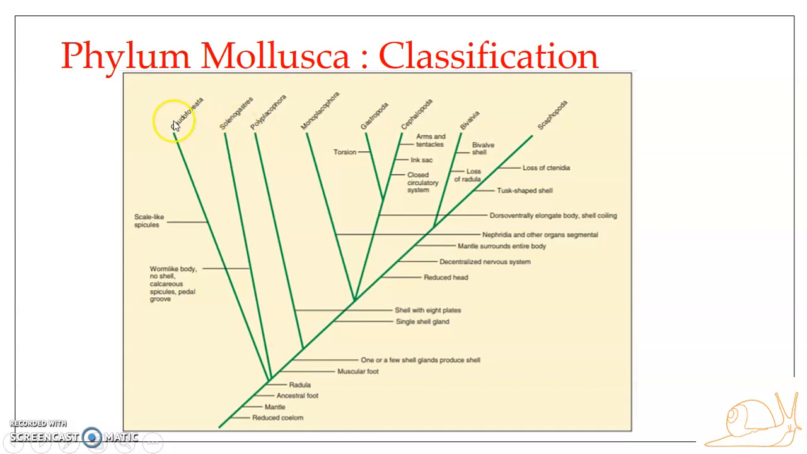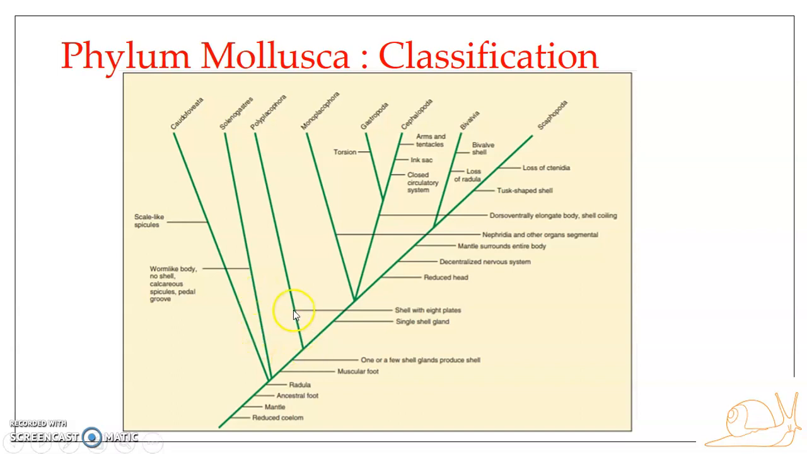Now, what are the characteristics? These two are considered to be very closely related to the ancestral mollusks. Both lack a shell. Instead, they have scale-like or calcareous spicules. They have a worm-like, vermiform body. All these characters are very closely related to the ancestral mollusks.